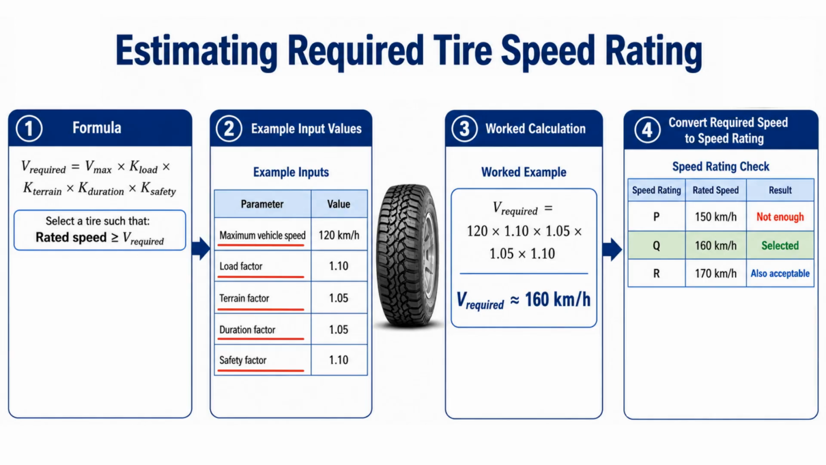Next, we compare this requirement with the standard speed rating table. A P-rated tyre is suitable up to 150 km per hour, so it is not sufficient. A Q-rated tyre is rated for 160 km per hour and therefore becomes the minimum acceptable selection. An R-rated tyre rated for 170 km per hour would also be acceptable.